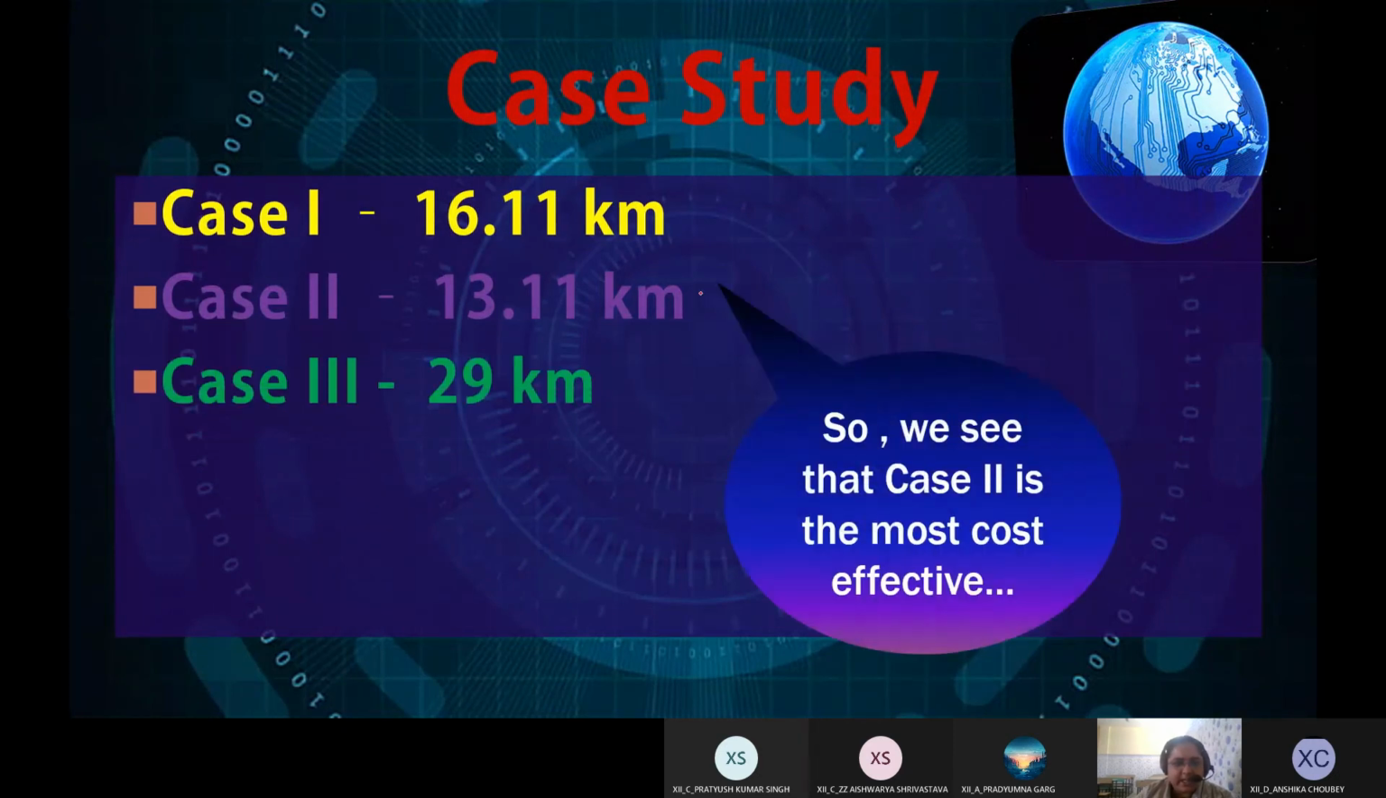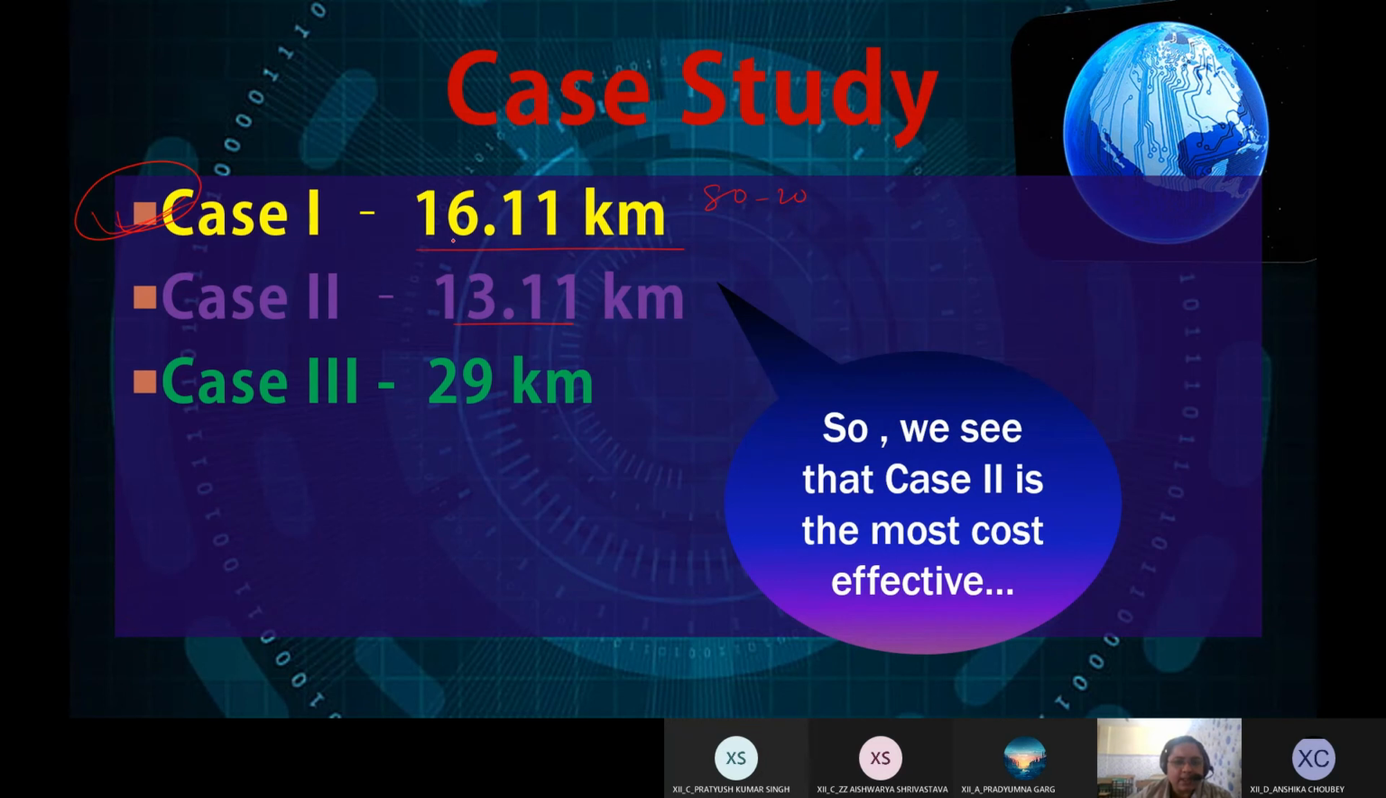So case 1 is 16.11, case 2 is 13.11, case 3 is 29 kilometers. So we see that case 2 is the most cost effective one, but taking into account the 80-20 rule plus cost effectiveness, case 1 is the most suitable because it is not a much higher number than 13.11. Okay, only 3 kilometers more. So we can easily go for the first case.